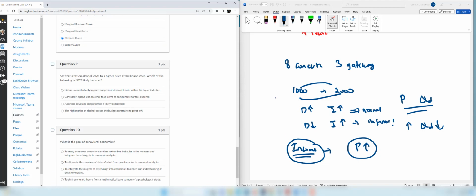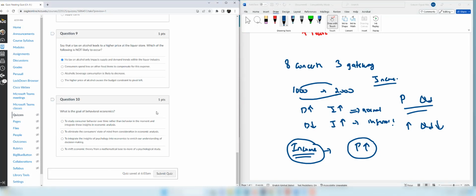Question 9. Say that a tax on alcohol leads to a higher price at the liquor store. Which of the following is not likely to occur? If a tax is imposed on alcohol, it is probably going to reduce the purchasing power of income of consumers. Therefore, people are going to feel less wealthy and they are going to reduce their consumption not only of alcohol but of many other goods. Therefore, the wrong answer is the one that only focuses on supply and demand trends within the liquor industry, because this change is going to affect all the goods the consumers are purchasing in a month or in a period.